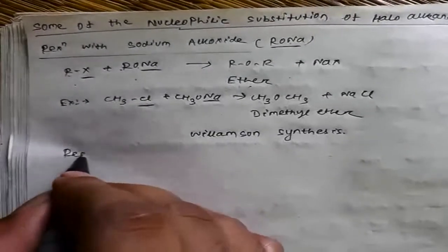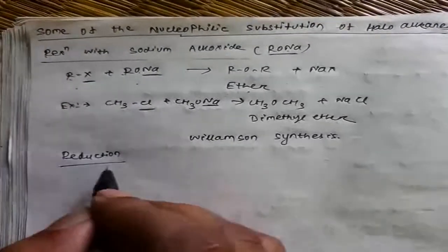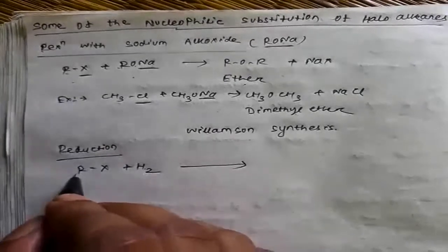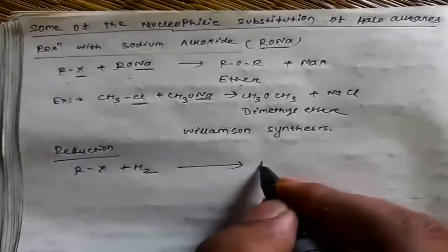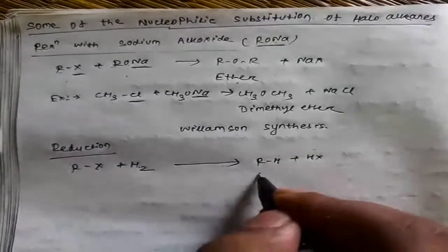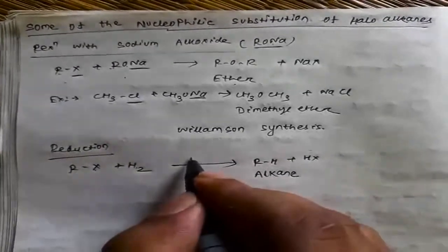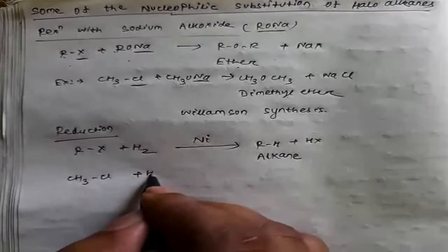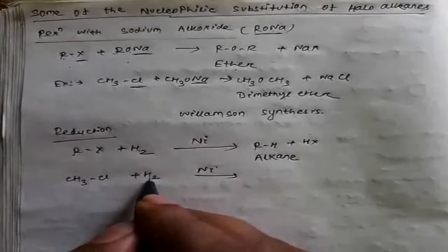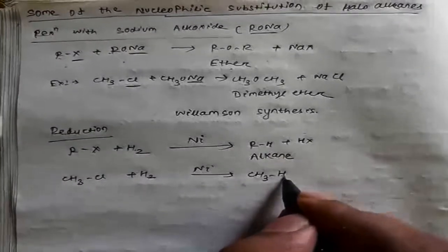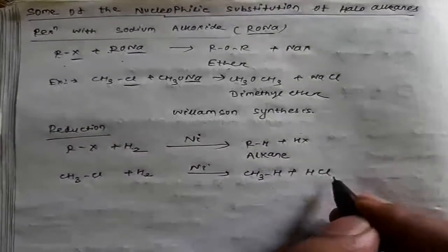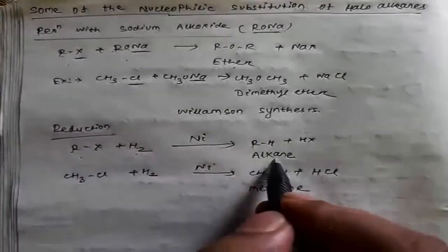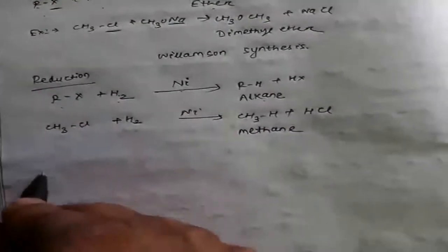Then reduction. Reduction means addition of hydrogen. Alkyl halide on reduction, addition of hydrogen, one H combines with R and another H combines with X, that is RH plus HX. This is alkane. So catalytic reduction in presence of nickel. For example, CH3Cl plus H2 in presence of nickel, one H combines here, CH3H plus HCl, that is methane. Alkyl halide on reduction gives alkane in presence of nickel.